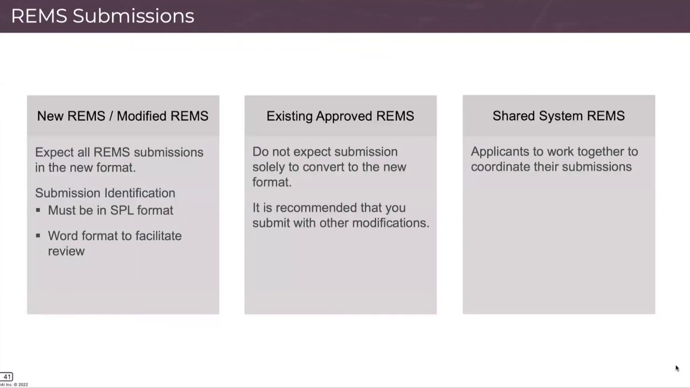In addition, beginning December 28, 2022, REMS revision submissions that include REMS documents that are already in SPL format must remain in SPL format. While REMS revision submissions that include REMS documents that have not yet been converted to SPL format do not need to be converted to SPL format until their next modification is submitted. So FDA does not expect submission solely to convert to the new format. Submission of Word or PDF documents is not necessary for conversion of a REMS to SPL.